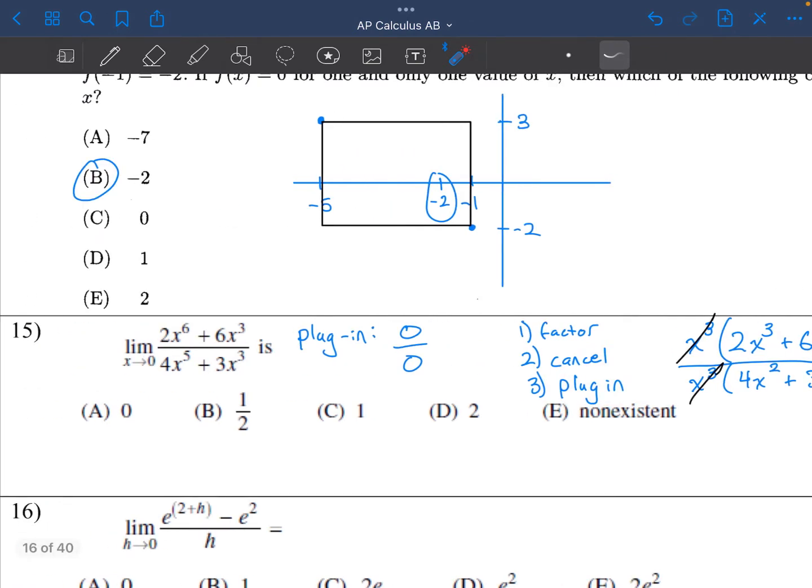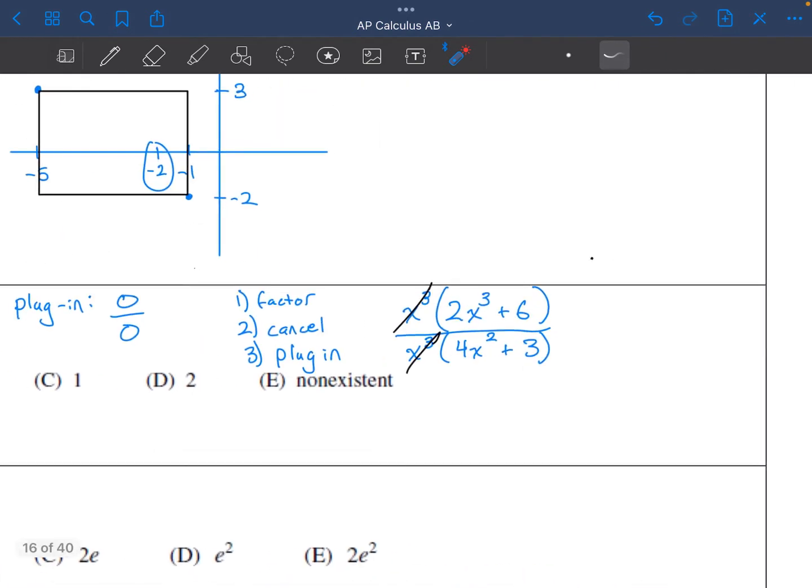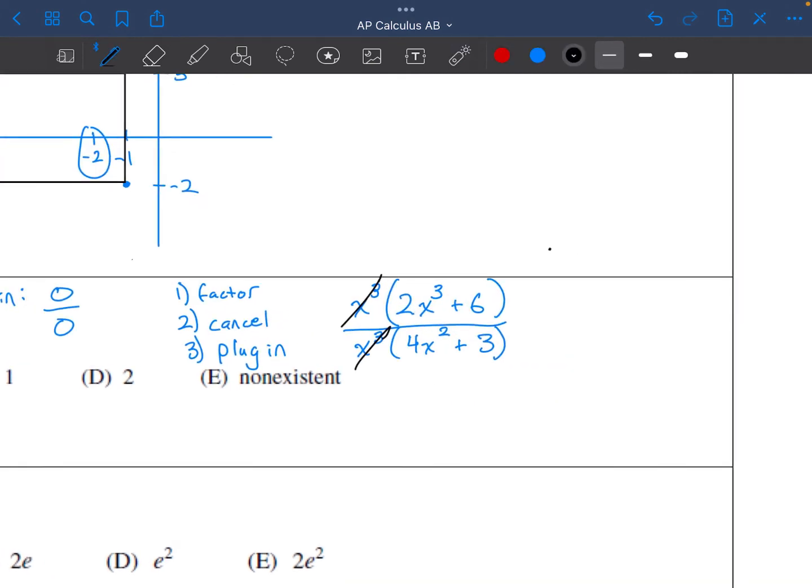What am I plugging in? I'm plugging in 0 again. So plug in 0. If I plug in x is equal to 0, this x and this x are both zeros, which means this term are both zeros, leaving me with just 6 over 3.